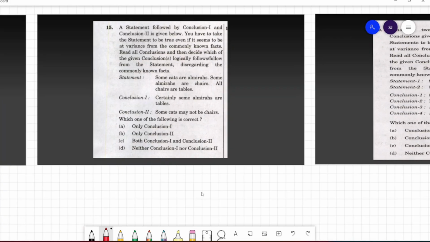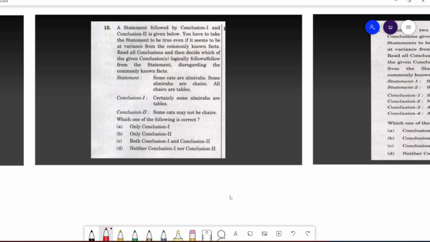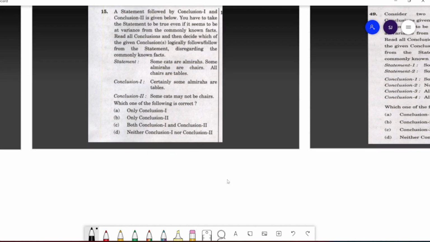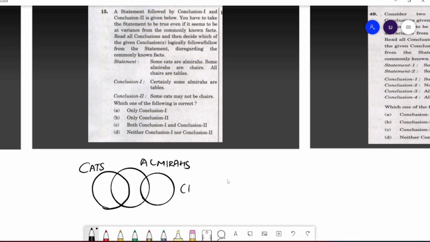And now come to this portion. This is also from 2021 CSAT. And same, how do you represent it? So some cats are almiras. This is the way. And some almiras are chairs. So some almiras are chairs. Okay, so I'll represent this way.